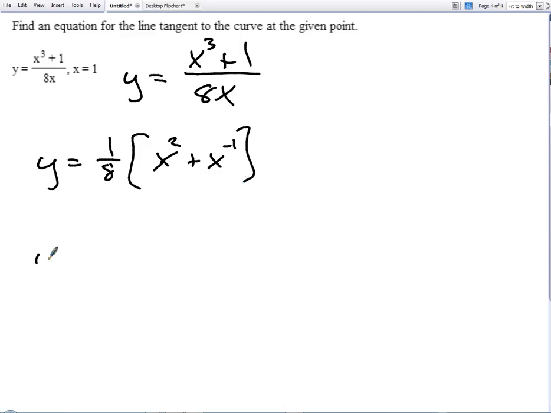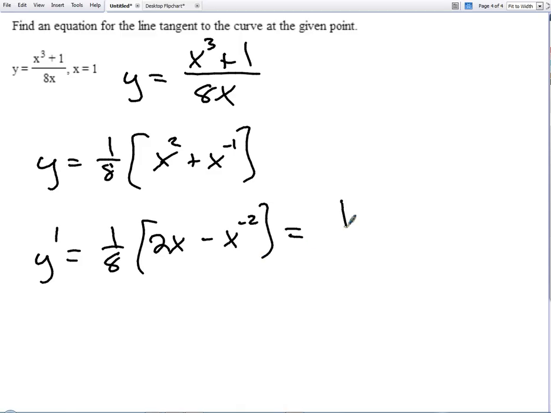Okay. So y prime is, we'll leave our 1/8 out front. Derivative of the first term, x squared, is 2x. And then the derivative of the second term. Okay. So if I wanted to rewrite that a little bit, I could say 1/8 times 2x minus 1 over x squared, right? But all I'm really trying to do is find the equation of a tangent line, right? And so I need a point and a slope. The slope is going to be what?